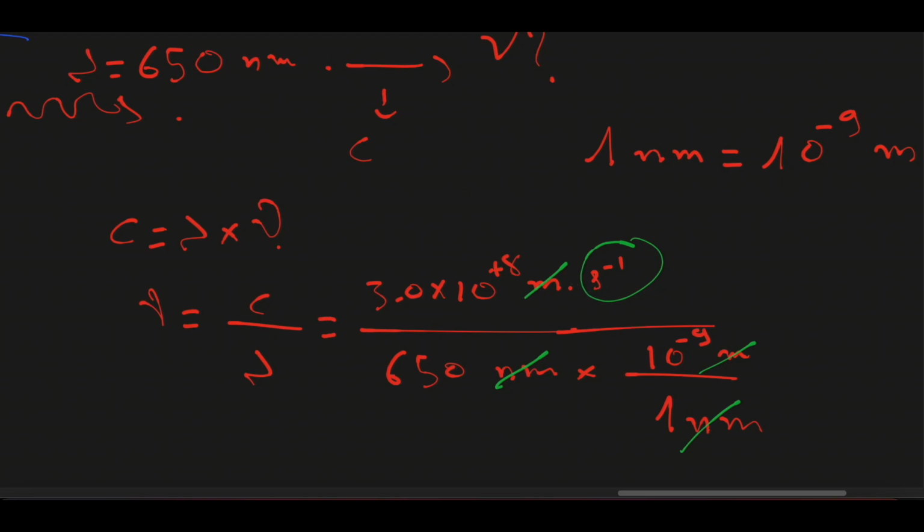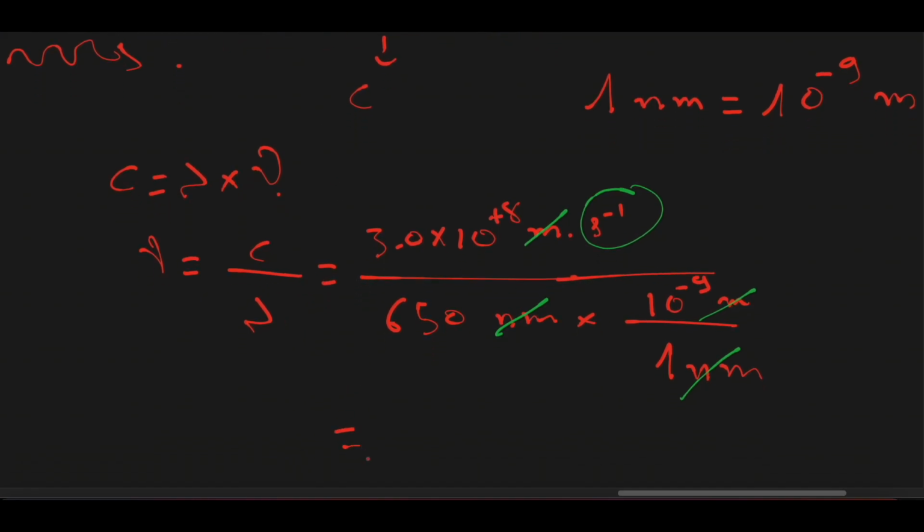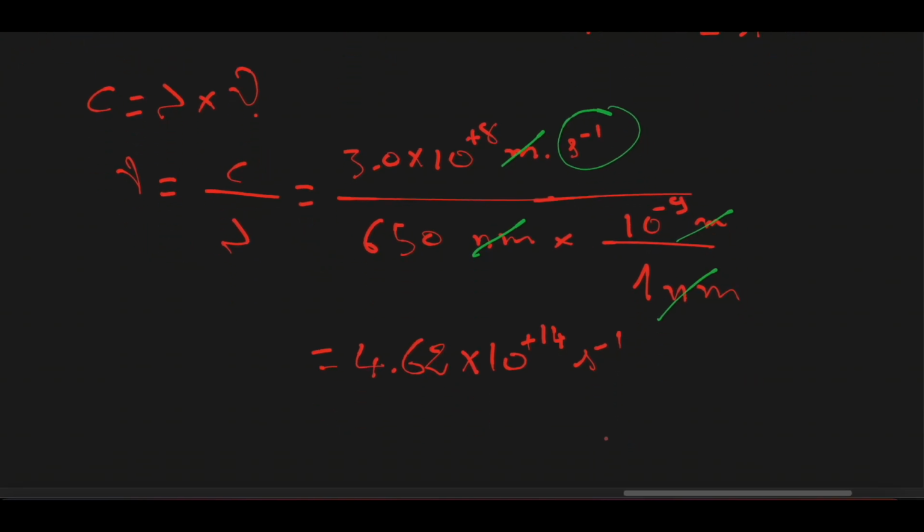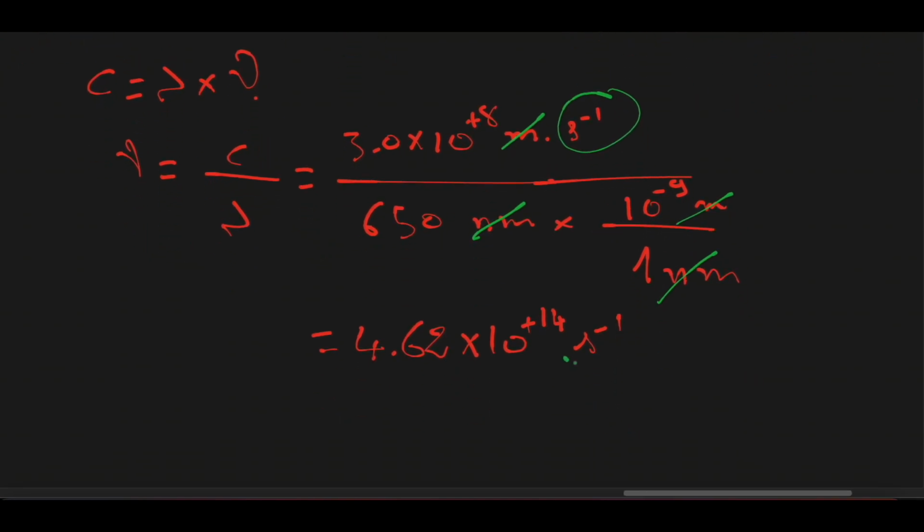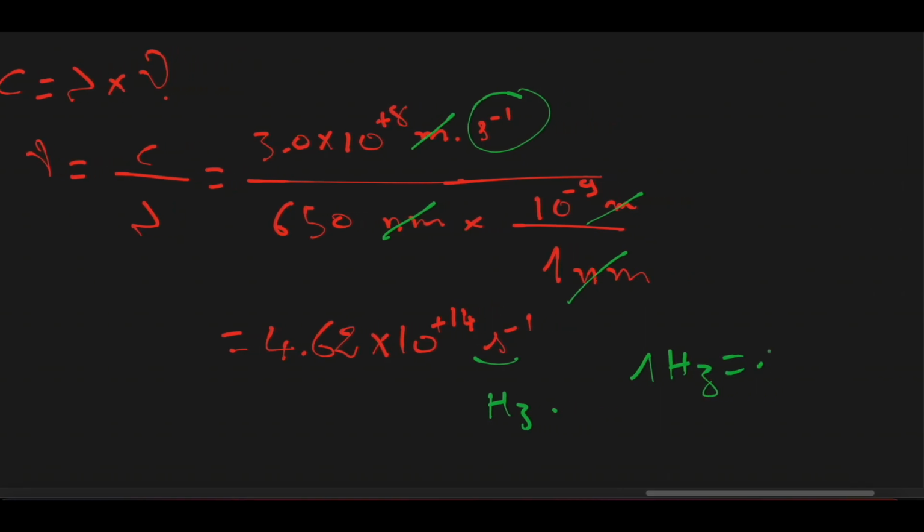And by making the calculation we get a value of 4.62 times 10 to the 14 second to the negative 1. Or we can use the unit of hertz. 1 hertz is equal to 1 second to the negative 1. It's the same thing.